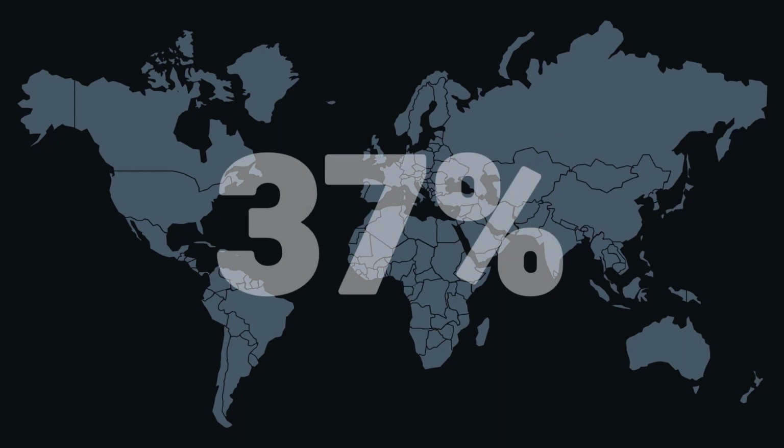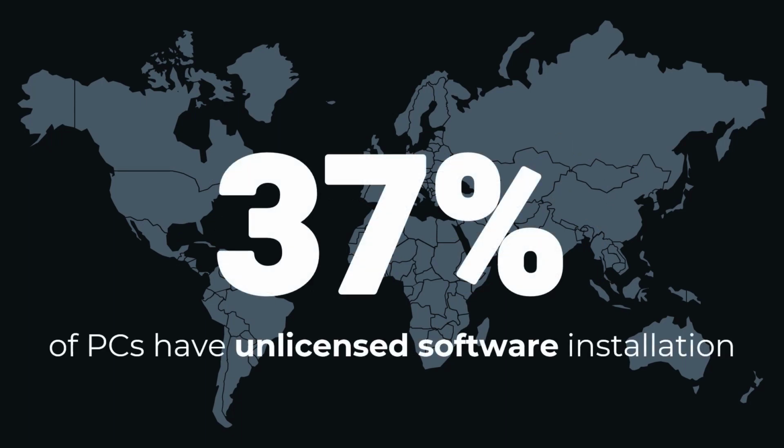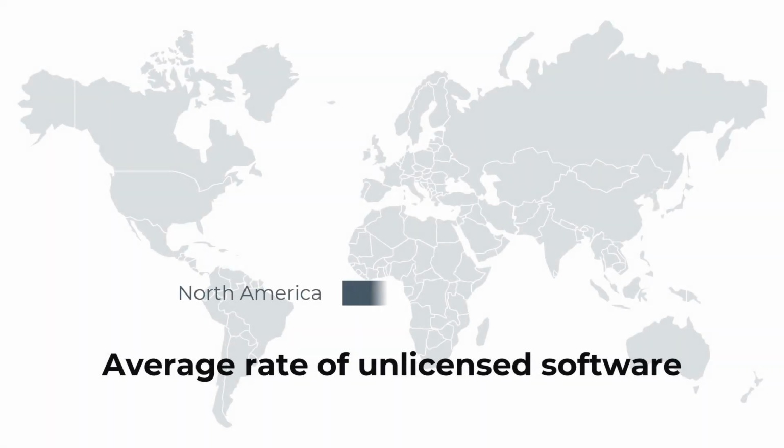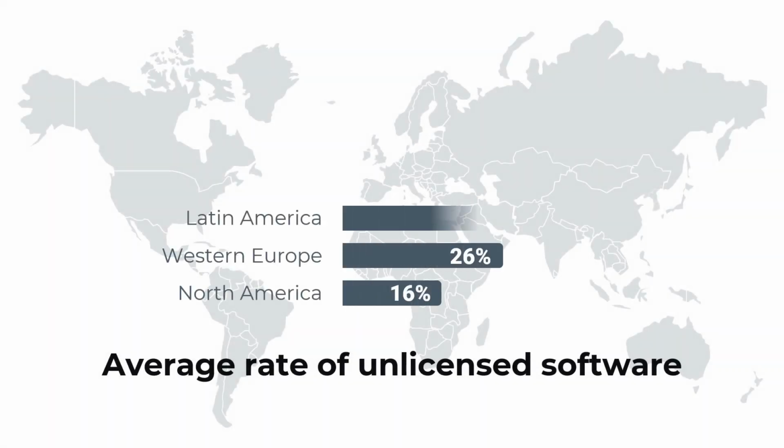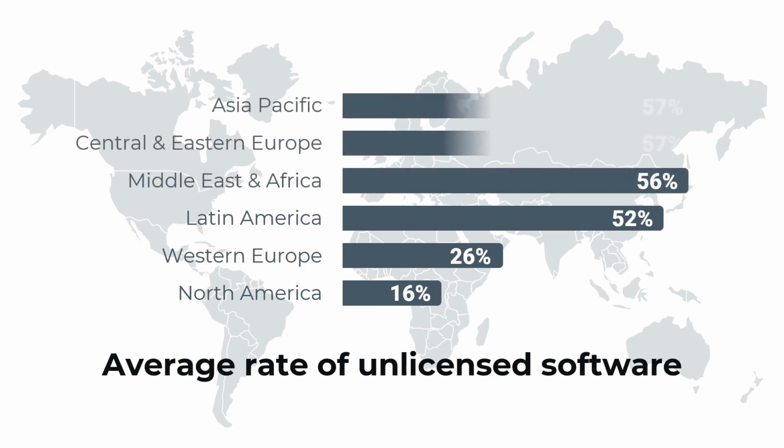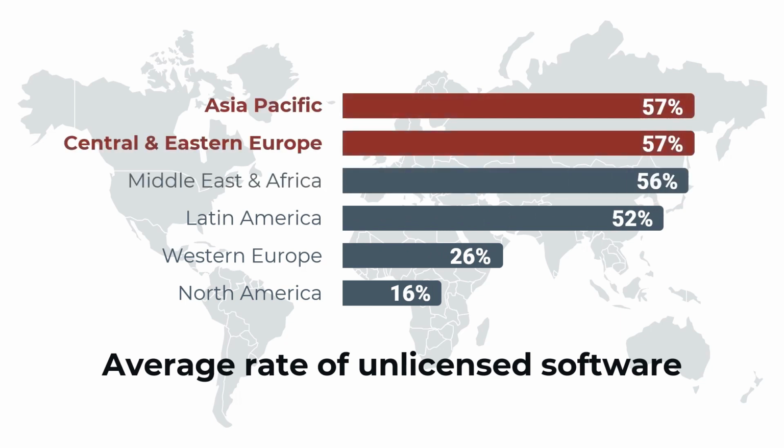This amount is accounted for by roughly 37% of computers in the world having pirated software. Among all regions, the Asia-Pacific and Central and Eastern Europe has the highest rate of software piracy, averaging 57% of computers installed with unlicensed software.